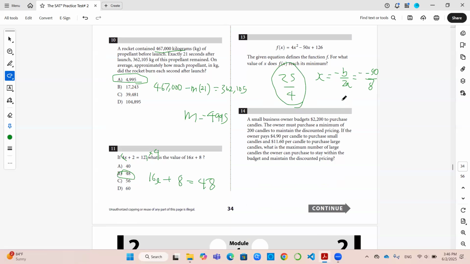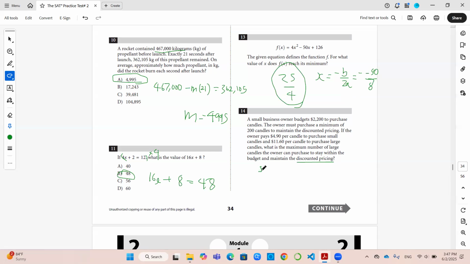A small business owner budgets $2,200 to purchase candles. The owner must purchase a minimum of 200 candles to maintain the discounted pricing. If the owner pays $4.90 per candle for small candles and $11.60 per candle for large candles, what is the maximum number of large candles the owner can purchase to stay within the budget and maintain the discounted pricing? Okay, so we can solve a system of linear equations here.